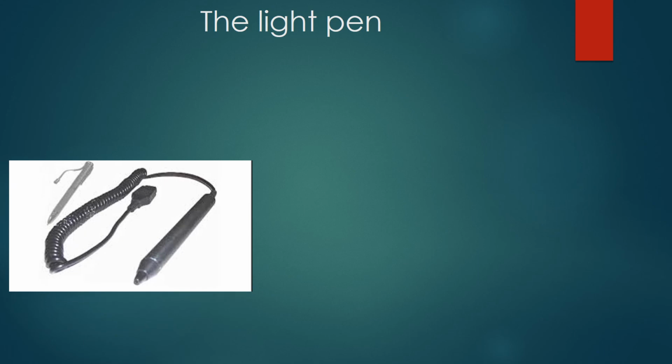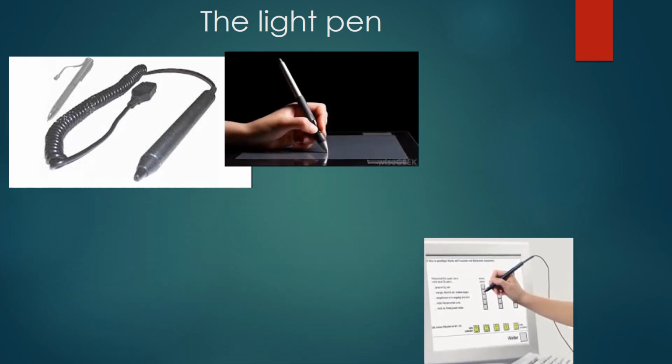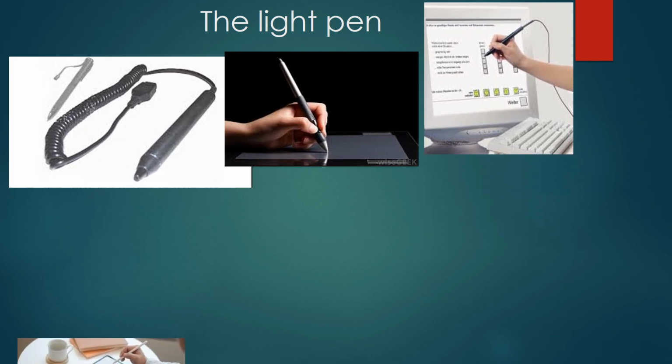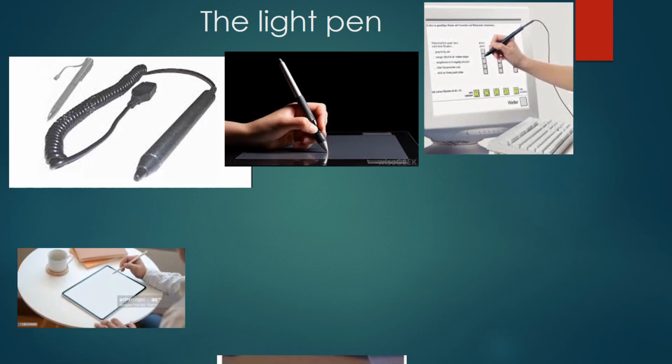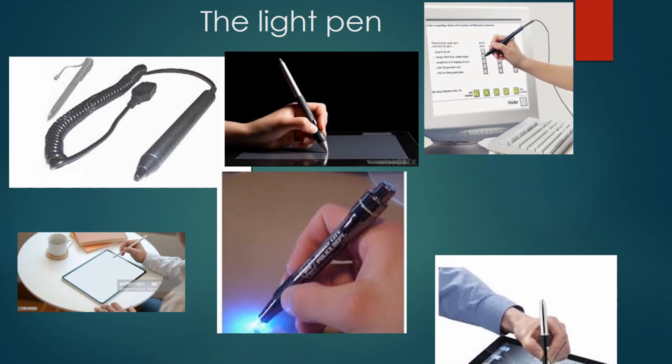The light pen. A light pen looks like a normal pen connected to a computer. It is used to select items on the screen. It can also be moved by hand over a pad to enter drawings into the computer.